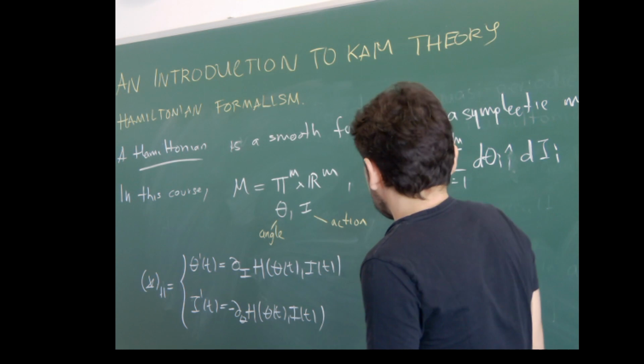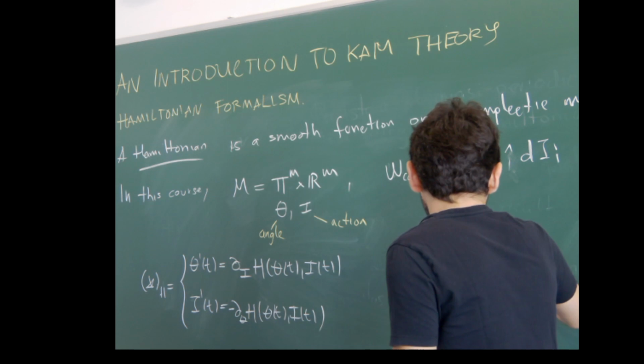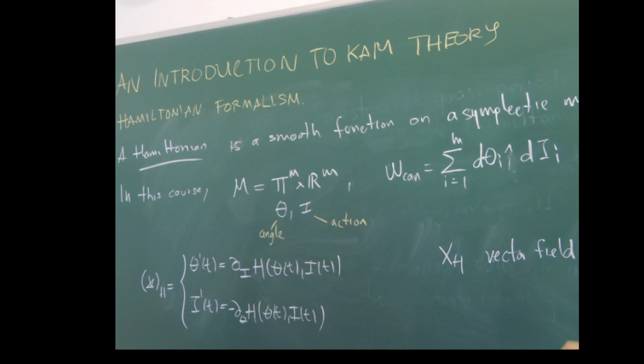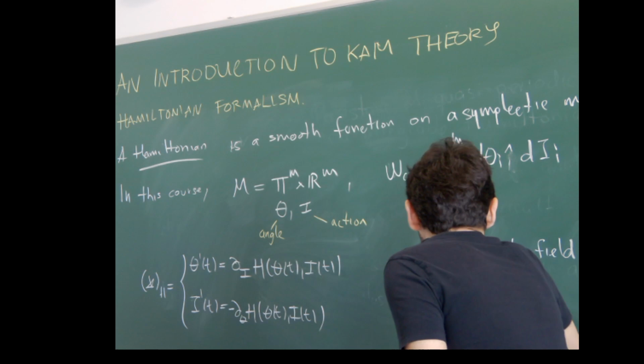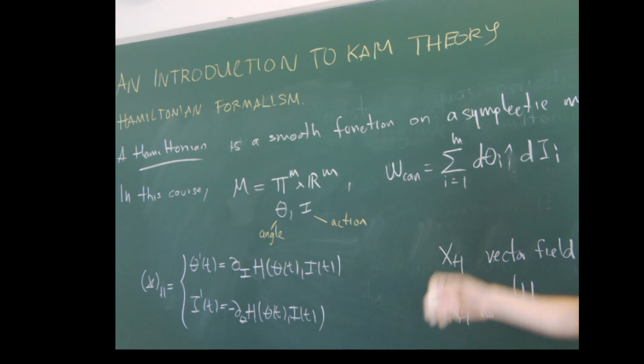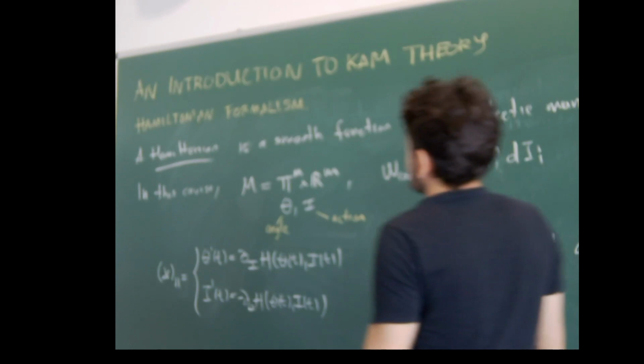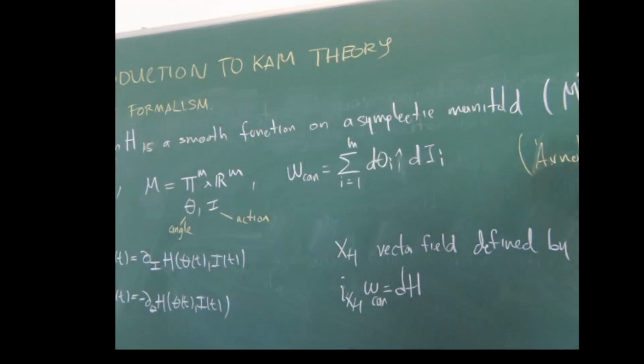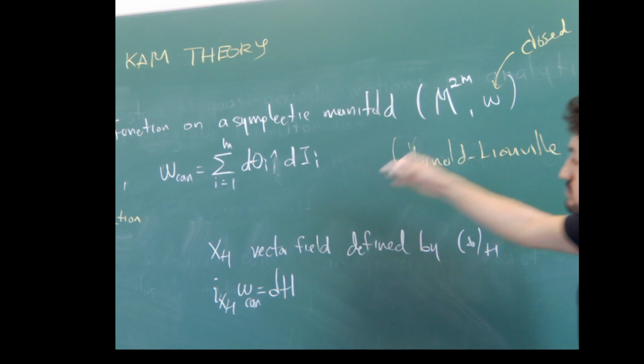And so if you see this as a vector field, so if X_H is the vector field defined by these equations, what's the relation with the symplectic form? It turns out that X_H is the only vector field that verifies this equation. Is H the single function on a symplectic form? Yes, thank you. You should not name it here. Yes, thank you. This vector field is the only one that verifies this equation. That's how one can define the Hamiltonian equation on a symplectic manifold.